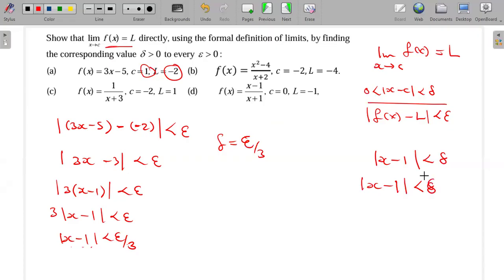Now what you're going to replace here is, you've said that your delta is just this epsilon over 3.